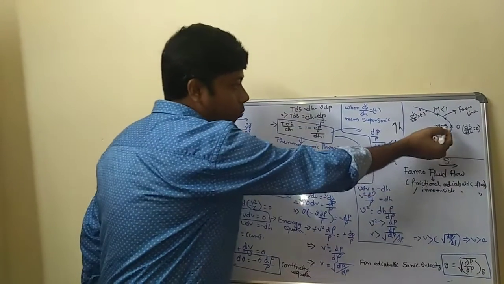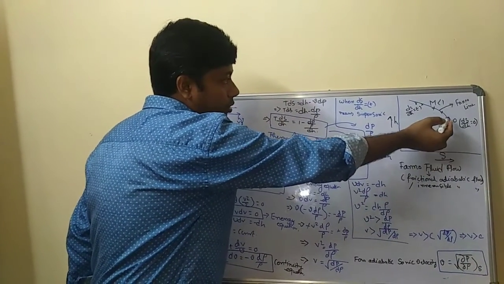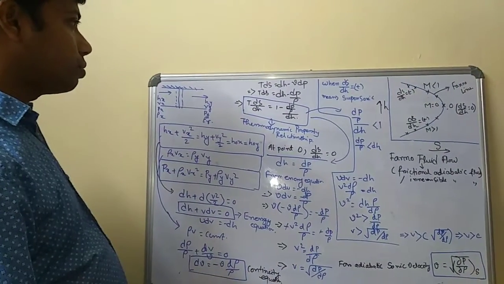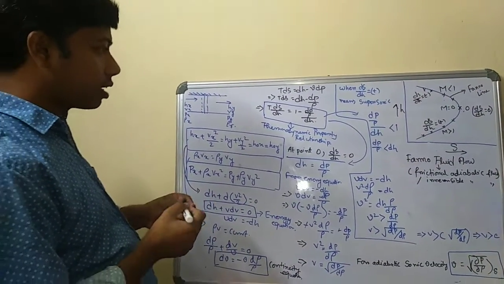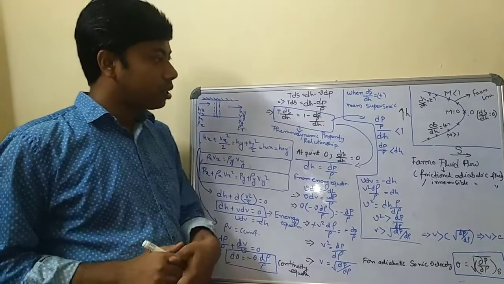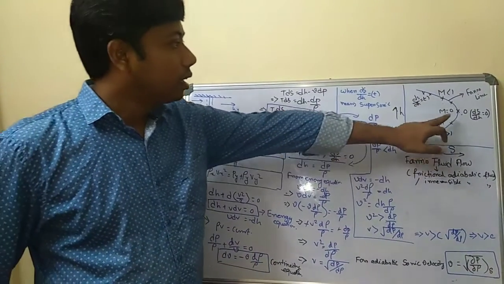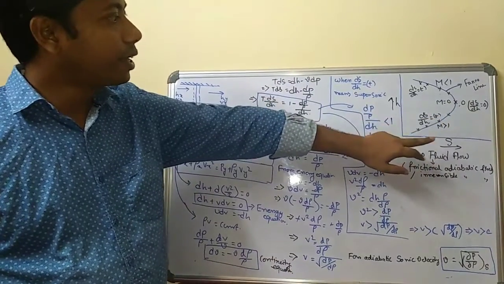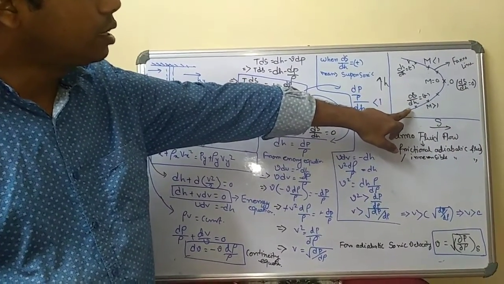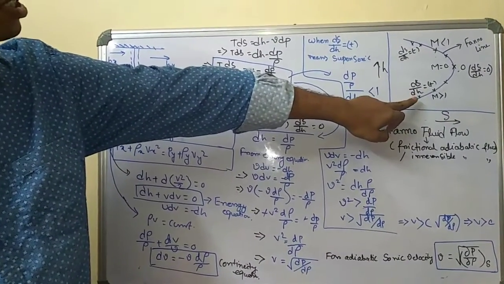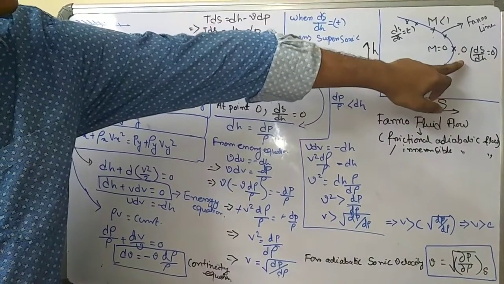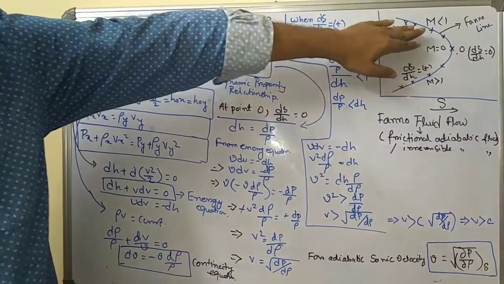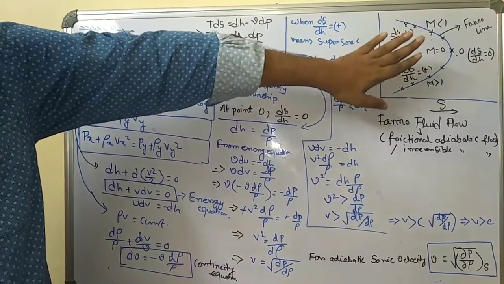Okay, so this is the point O, the middle point of this curve. Now, as you know, this is the Fanno line. It suggests that in this portion ds by dh is positive, at point O ds by dh is equal to 0, and in this portion of the curve ds by dh is negative.